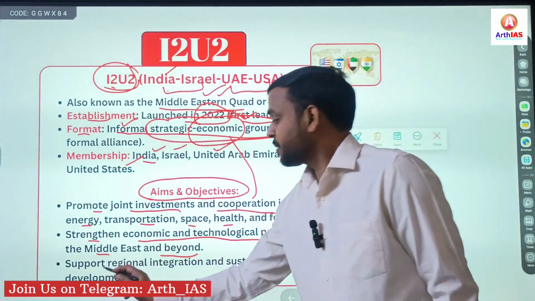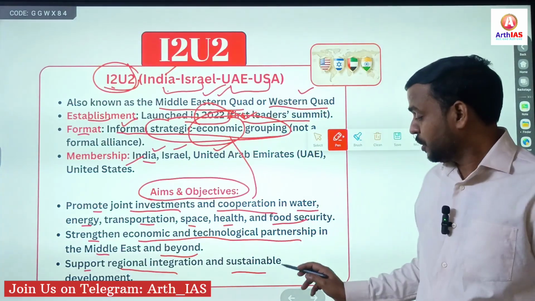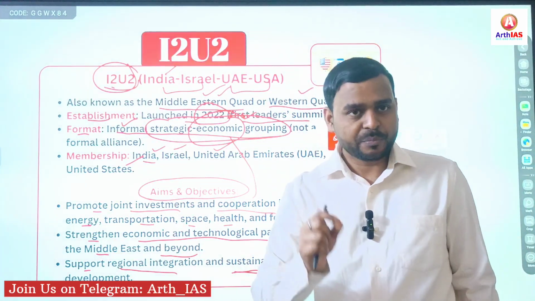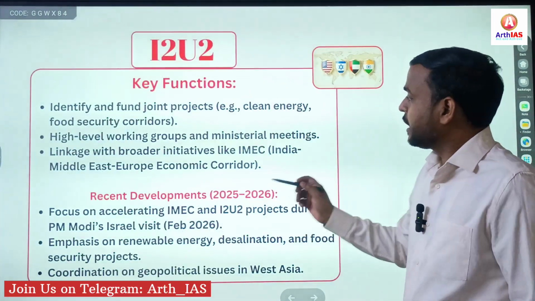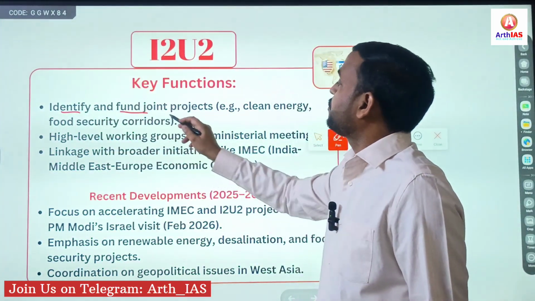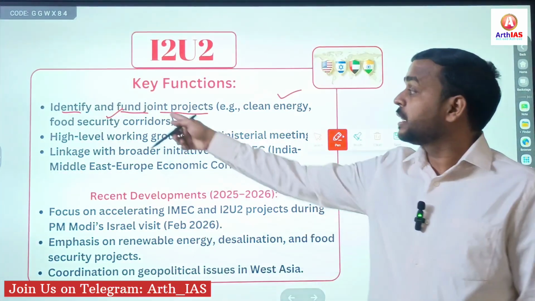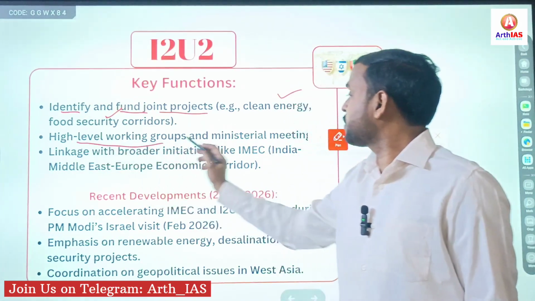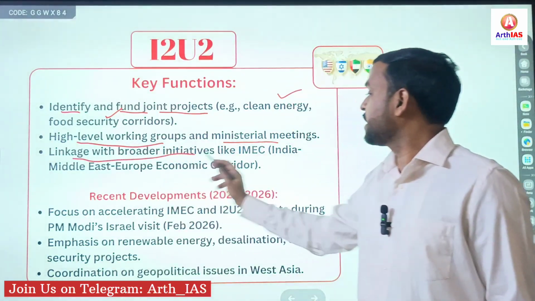Clear? Next, support regional integration and sustainable development, right? You must know the meaning of sustainable development. You have learned in EVS, so no need to discuss here. Next, key functions of I2U2. First, identify and fund joint projects like clean energy, food security corridors. These are the key areas, right? Next, high level working groups and ministerial meetings. Okay, linkage with broader initiatives like IMEC.